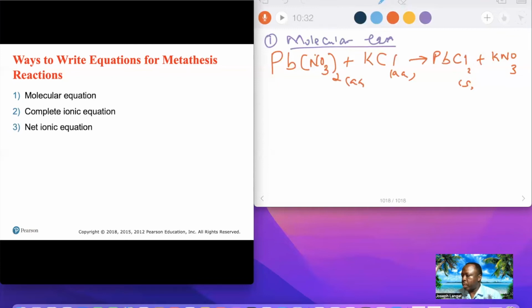We need to balance the equation. We need a 2 in front of potassium chloride, and we need a 2 there. There is a 1 here, there is a 1 here. The equation is balanced. Make sure that equation 1, the molecular equation, is balanced. Then we have what we call the what?